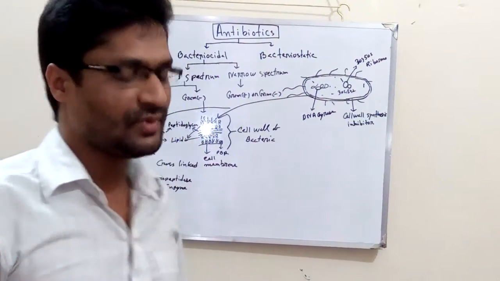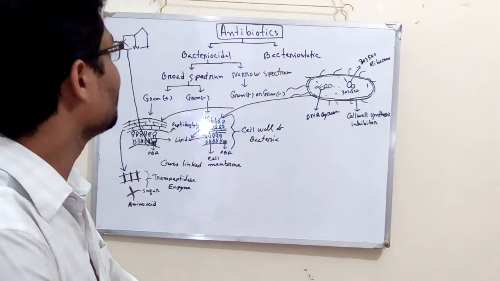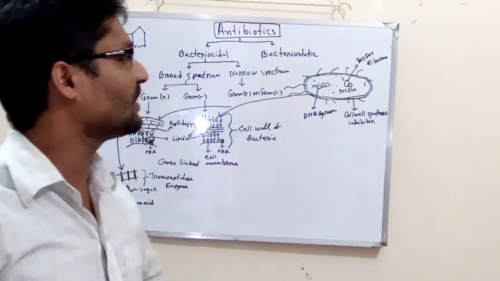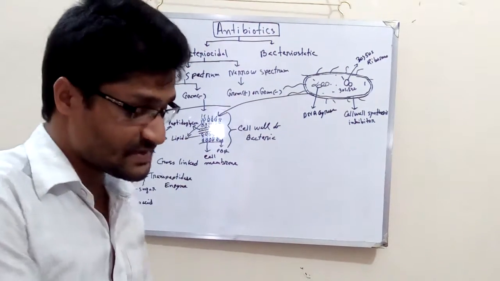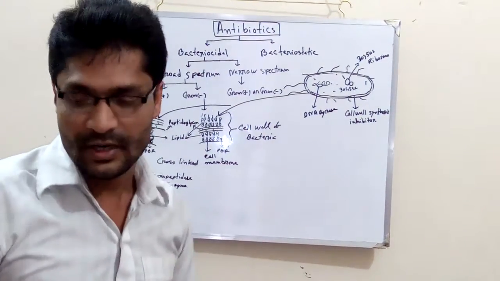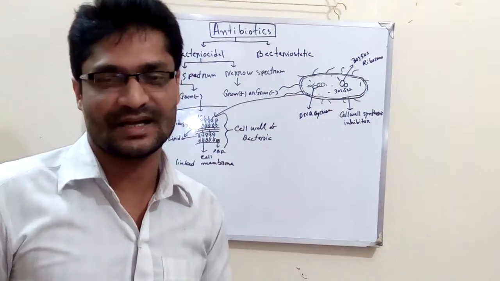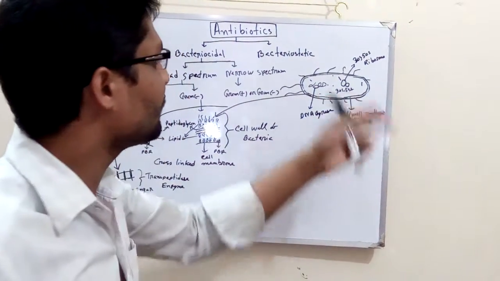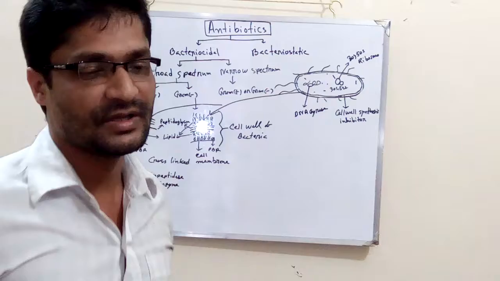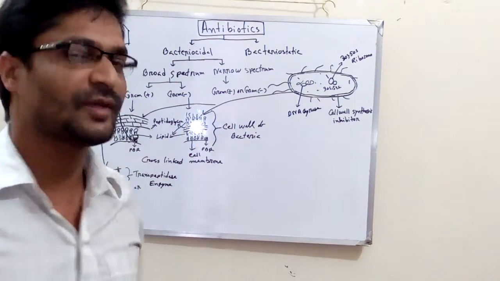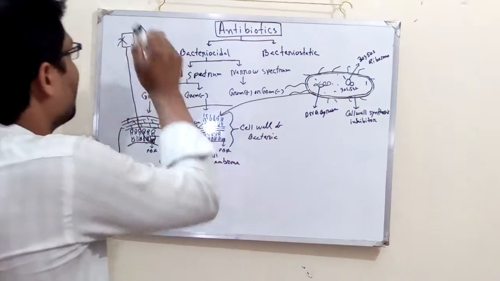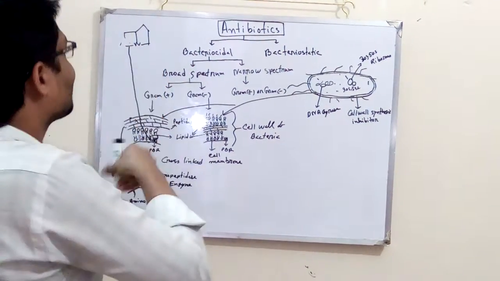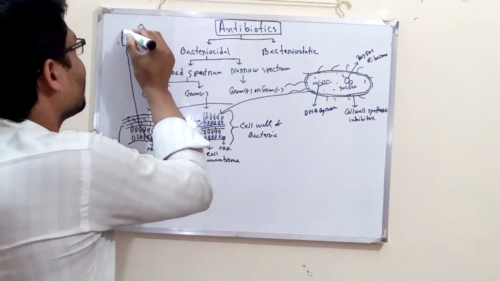On the basis of the mode of action, antibiotics are classified into three types: cell wall synthesis inhibitors, DNA gyrase inhibitors, and protein synthesis inhibitors. Now I will discuss the cell wall synthesis inhibitors. These antibiotics are also called beta lactam antibiotics. These antibiotics contain beta lactam rings. This is the beta lactam ring.